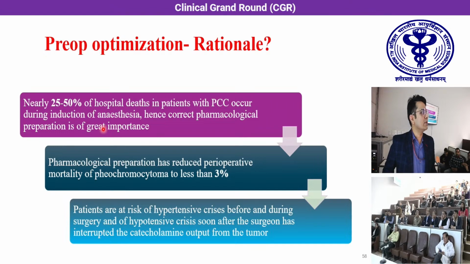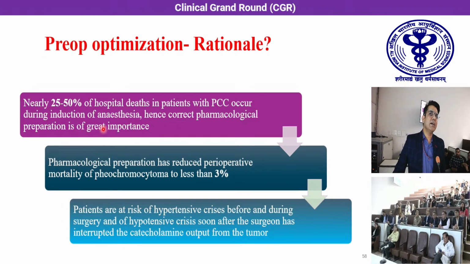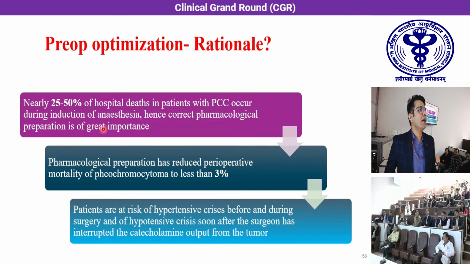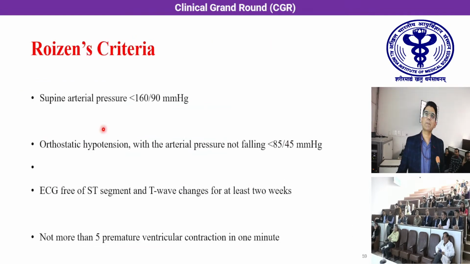If you look at the data that's been there, about 25 to 50% of the patients were lost just at the time of induction before the concept of optimization came into existence. And from the time this optimization was brought into the picture, this figure has drastically reduced from 25 to 50% to a mere 3%. So you can see the drastic reduction in the morbidity and the mortality of the patient. These patients, as we know, are at a very high risk of hypertensive crisis before or during the surgery, and following surgery, they may go into hypotensive crisis. So optimization helps us to overcome these problems that a patient might suffer during the perioperative period.